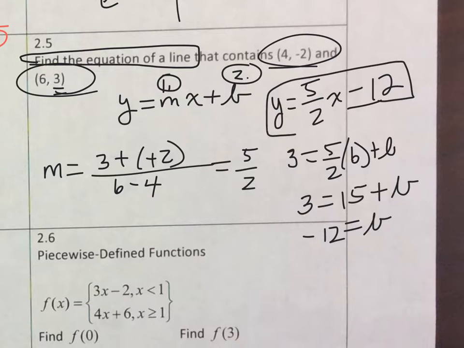If it says to put the answer in slope-intercept form, we're finished. If it says to put the answer in standard form, then we have to make sure the x and the y are on the same side. Usually we'll make the a positive, and we'll clear out the fractions.